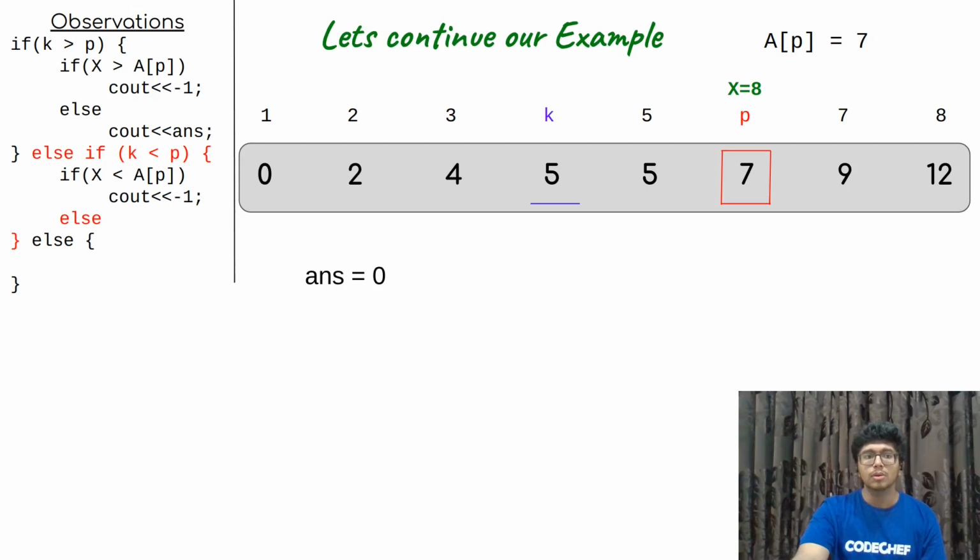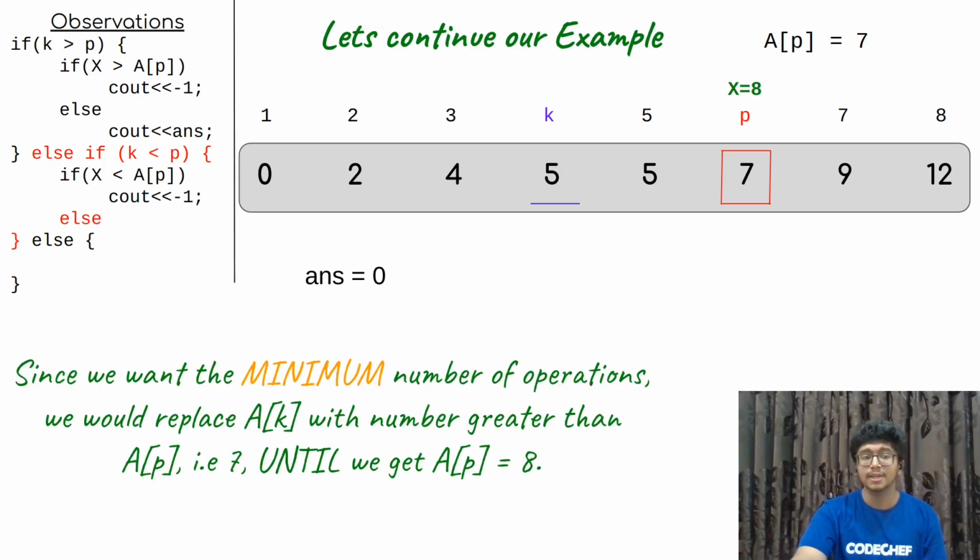Okay, now let's move on to the other condition, when k is less than p, when k comes to the left of p. We have already looked at the -1 condition, when x is less than a of p. But what about when the value of x is greater than a of p? As in this example, let's suppose that the value of a of p is 7 and the value of x we have been taking is 8. Definitely we would take it in the answer variable.